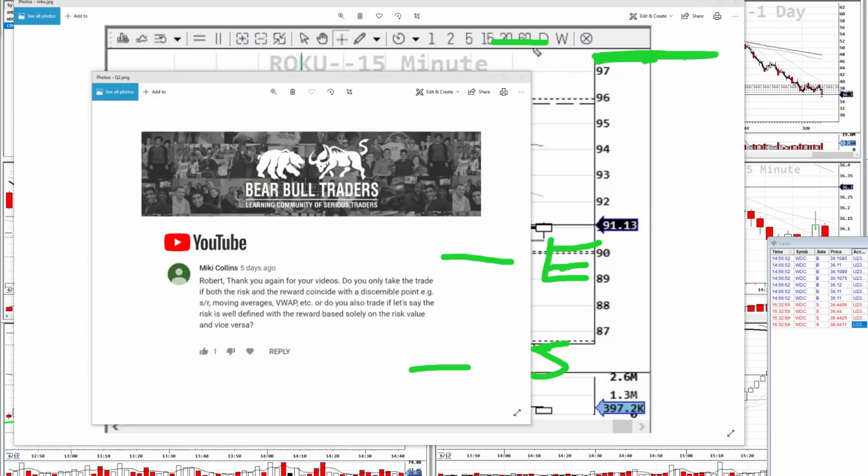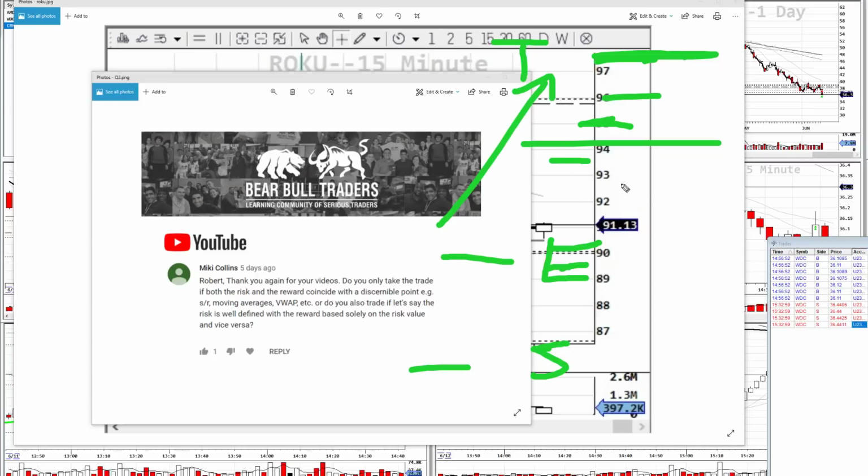I look at that level, target, and I'll think, okay, what's in between? How many moving averages are in between there? Do I have to break high of the day to get there? Do I need to cross the VWAP to get there? And these are all levels I have to consider, right? Preferably, you want a clear path. You don't want to deal with all this stuff.